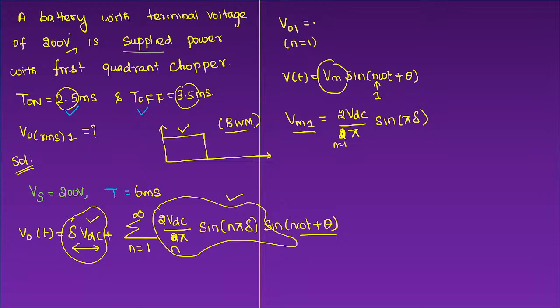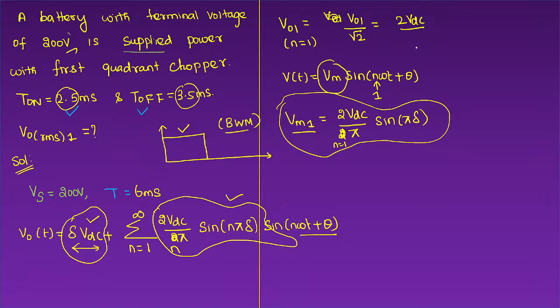I need the fundamental RMS voltage. We know the fundamental RMS should be equal to what? I can write the maximum fundamental voltage divided by root 2. This is how we are obtaining the RMS voltage. So take the same expression, 2 VDC by pi sine pi delta, divided by root 2. If I divide it by root 2, then that will give you the value of the fundamental. That's all, it is over.